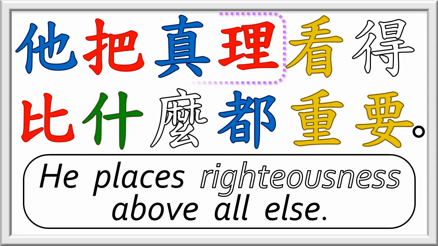Next comes the more metaphysical usage. 真理 means righteousness or truth with a capital T. 天理 refers to heavenly justice, the logical order that should prevail in a perfect world. 他把真理看得比什么都重要。He places righteousness above all else.